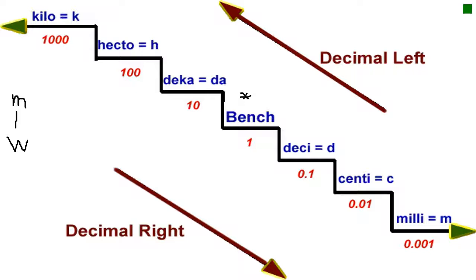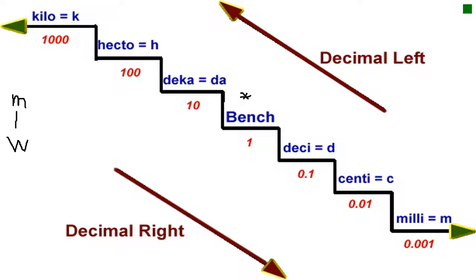If we go up the staircase, the units get larger. So if we go up one step, it becomes 10, and 10 is denoted by dA, which stands for deca. If you go up a second step, then it changes by a factor of 10 squared, or 100, and that becomes hecto. The symbol is H. If you go up 3 steps, and this is the one that we're most concerned with, you get what's called a kilo.